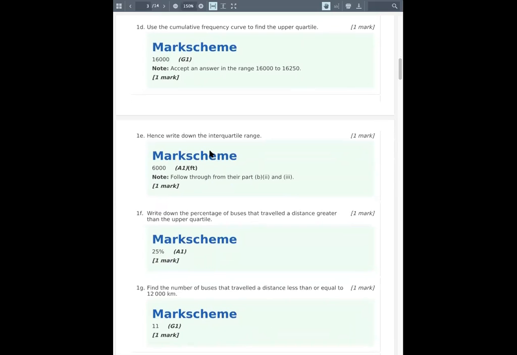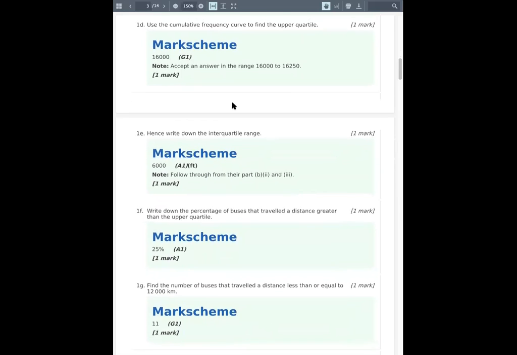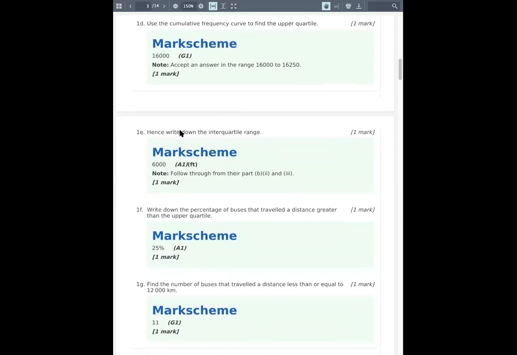Okay, 1D. Use a cumulative frequency curve to find the upper quartile. Same deal. Take your highest cumulative frequency, which is 30. Since it's 0.75, 3/4, you would do 30 times 0.75, and you would get 22.5. Same deal, going up by 0.5, so that'll be 20.5, 21, 21.5, 22, 22.5.